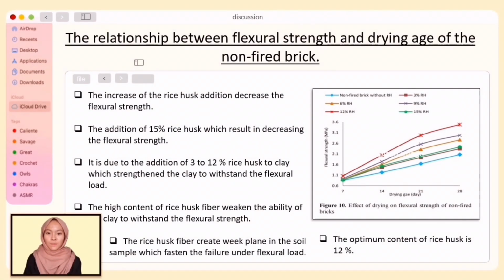The relationship between fractural strength and drying age of the non-fire brick. The increase of the husk addition decreases the fractural strength. The addition of 50% rice husk results in decreasing the fractural strength. It is due to the addition of 3 to 12% rice husk to the clay, which strengthens the clay to withstand the fractural load. The high content of the rice husk fiber weakens the ability of the clay to withstand the fractural strength. The rice husk fiber creates a weak plane in the soil sample, which hastens the failure under the fractural load. The optimum content of the rice husk is up to 12%.